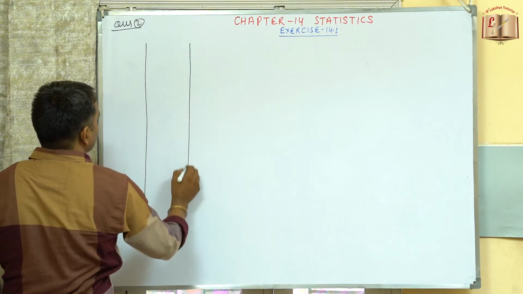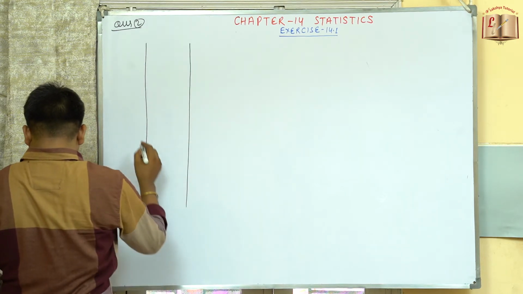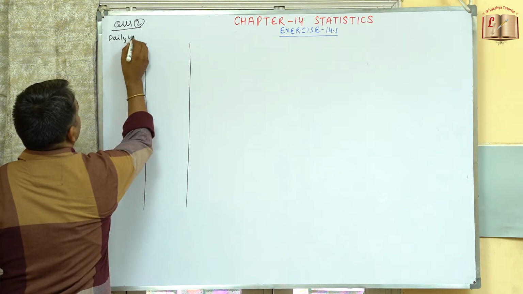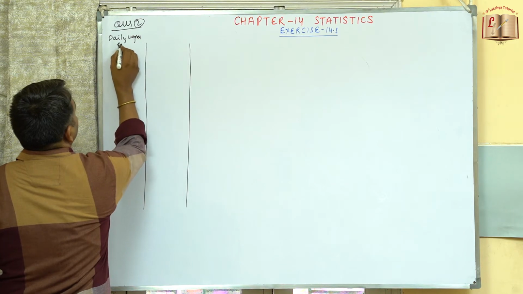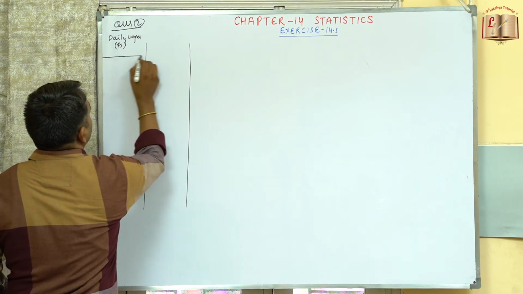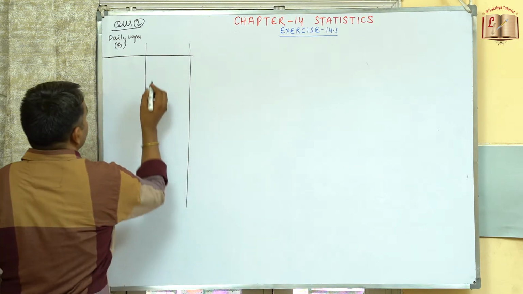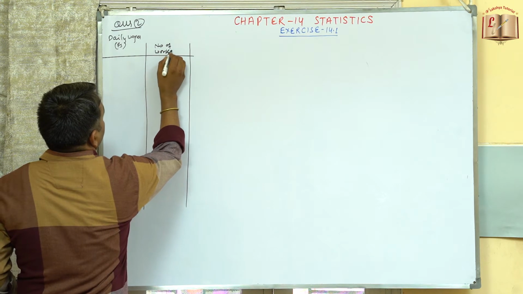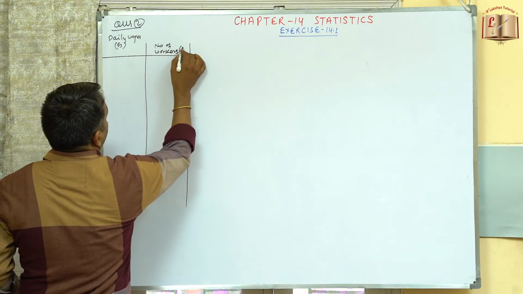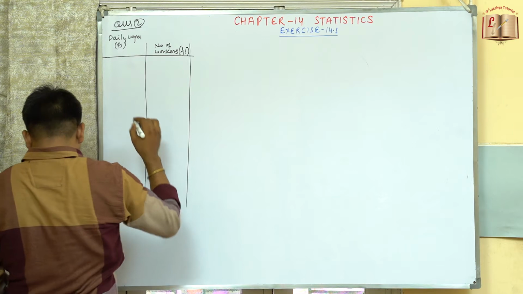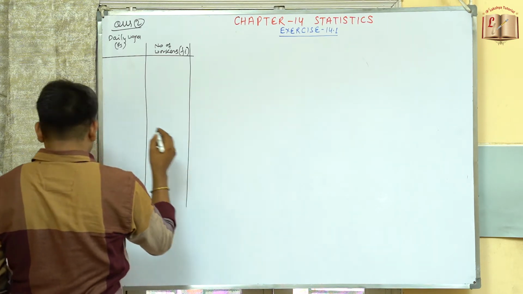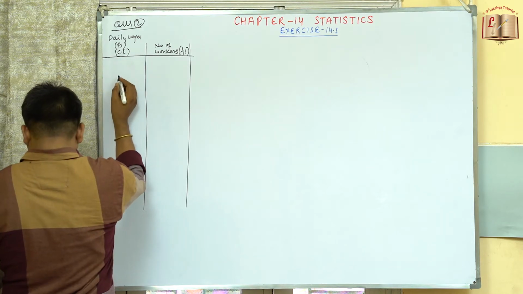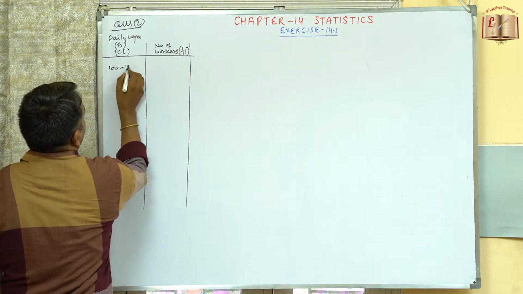So this is the daily wages, daily wages in rupees, and this is the number of workers. So number of workers is Fi. Daily wages range is given. So this is actually CI, class intervals. So this is from 100 to 120.